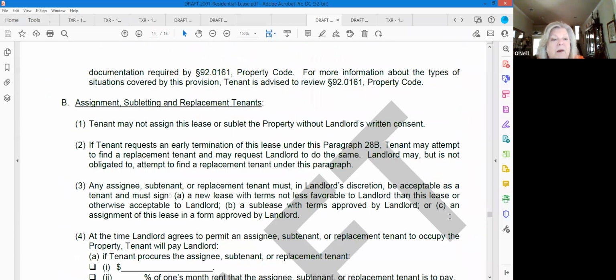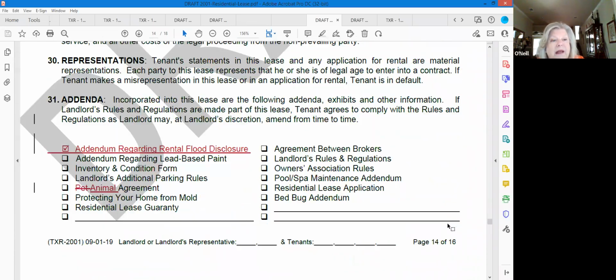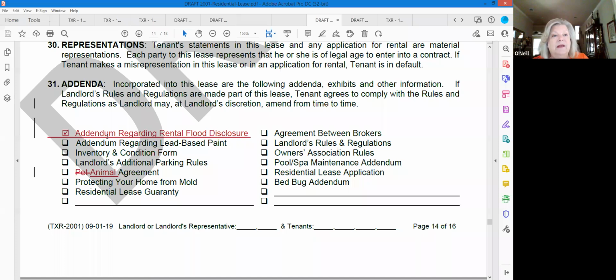The next one is on the addenda. They added the addendum regarding rental flood disclosure. Remember how it's been added to the lease listing? It's here, and it's already marked, which means what? That's required by law, so that has to be there.